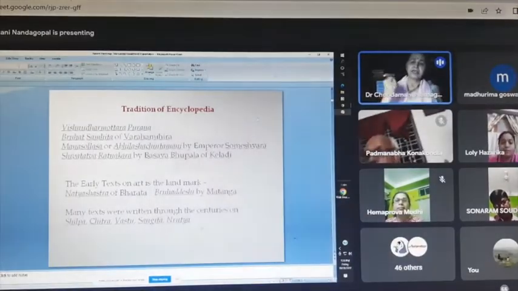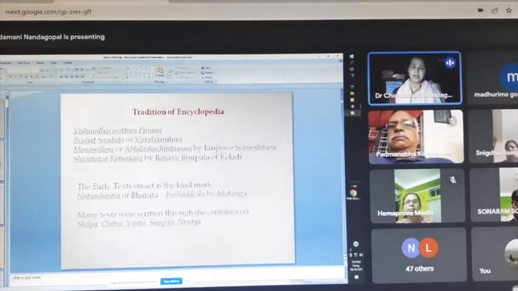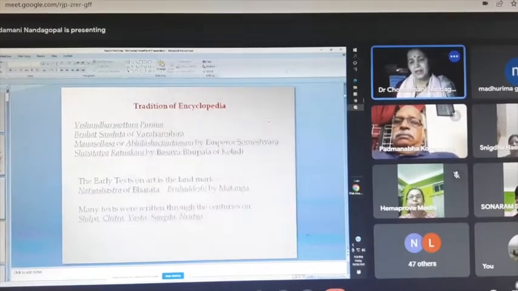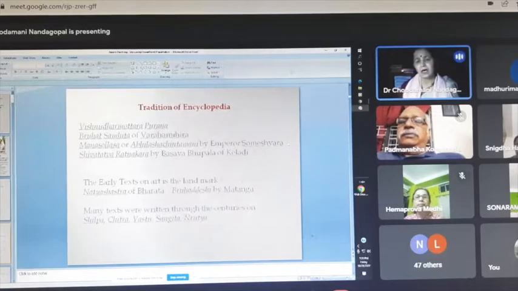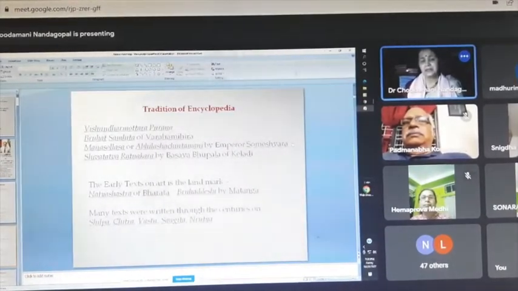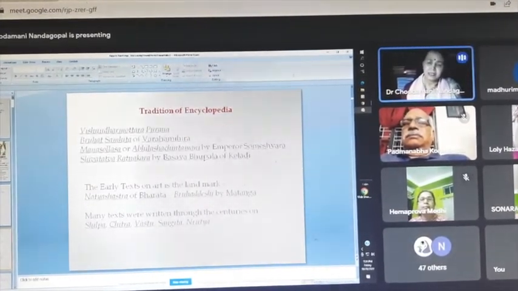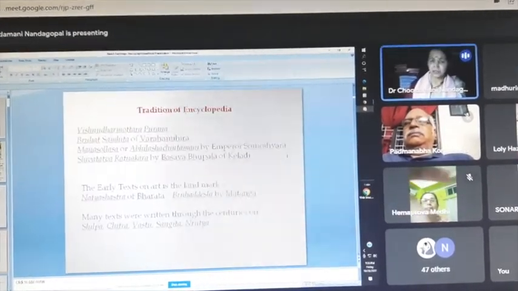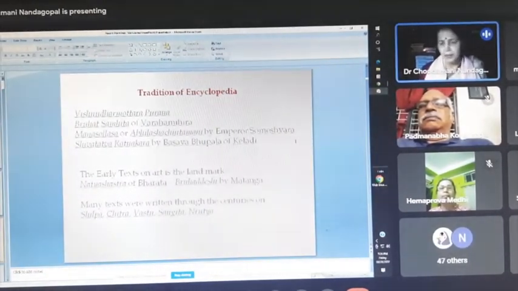Then in the medieval times, in the 12th century, we have the Manasollasa or Abhilashitartha Chintamani by Emperor Someshwara. It also has 100 chapters on various arts, trade, commerce, language, the life of the king and the life of the common man, Rajaniti. Many subjects have been dealt with in this Manasollasa. It is in Sanskrit and it is a palm leaf manuscript.